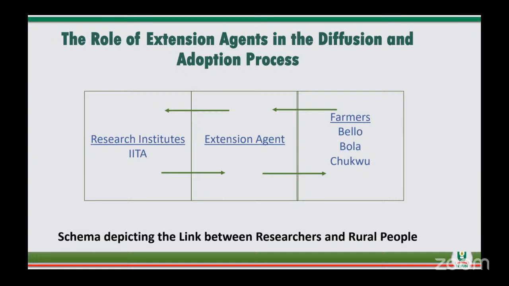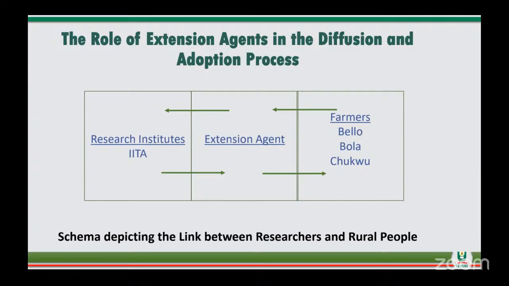arrows. You can see arrows moving from the farmer, that is those in the rural areas, moving towards the research centers, research institutes, meaning the extension agent takes information from those farmers, those living in the rural areas, and moves that information to the research institute. It's not just ordinary information, it's information about the challenges they are having. For example, the farmers are having their crops infested by a kind of pest.